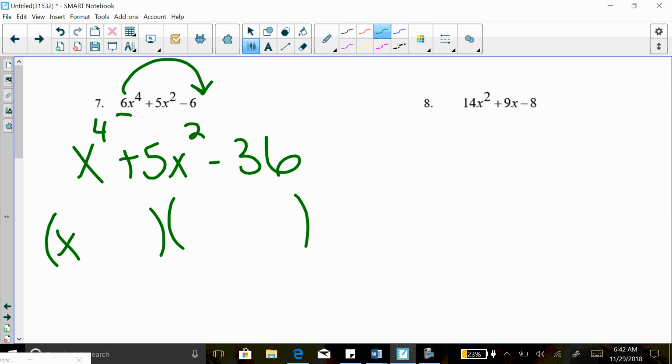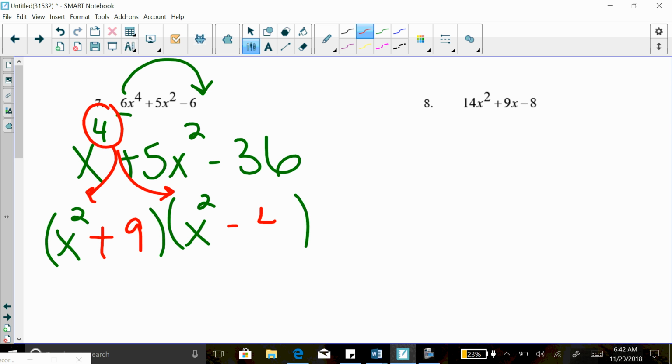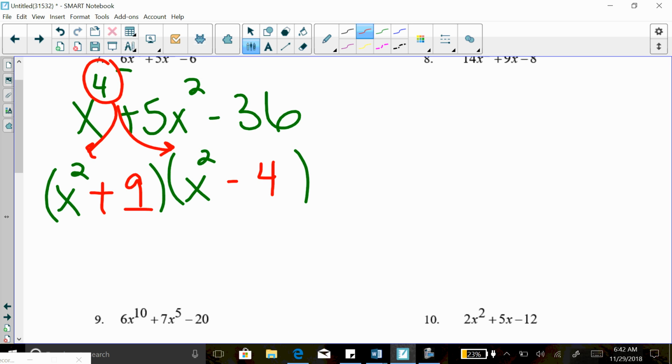And I know that each of them are going to be an x squared because it's an x to the 4th. So I know each of them are going to get 2 x's. So my numbers, add to 5, multiply to negative 36. That's going to be a positive 9 and a negative 4. Okay. So I did my slide. Now let's do our divide. We need to divide by the number that was in the front. We simplify the fractions if we can.